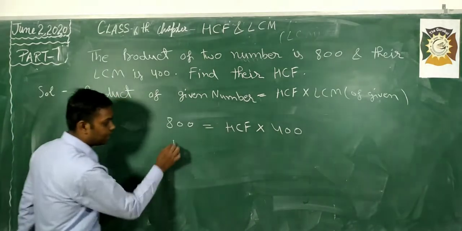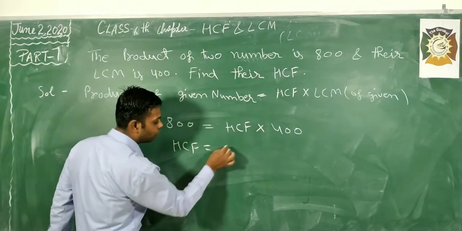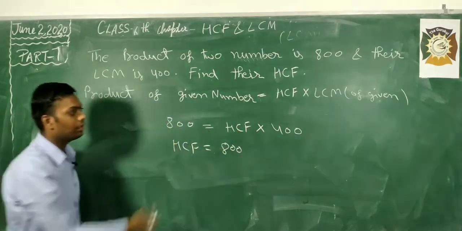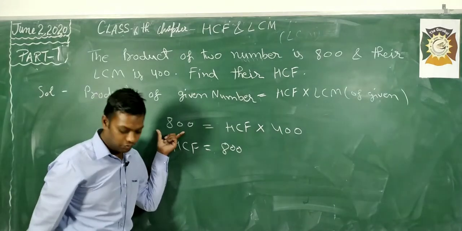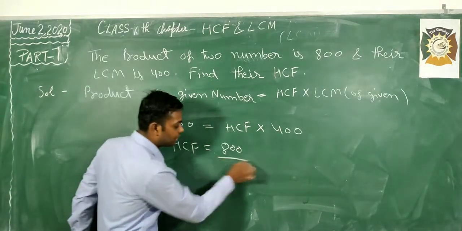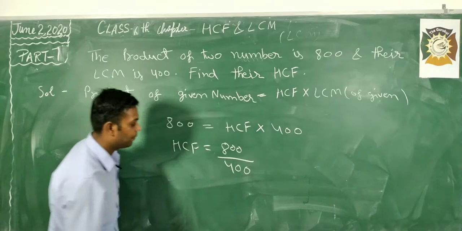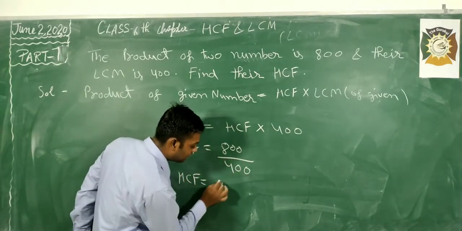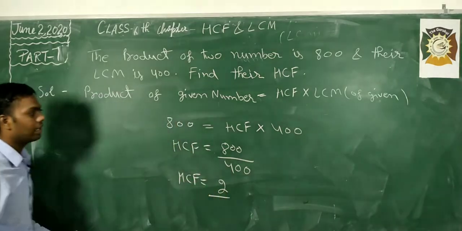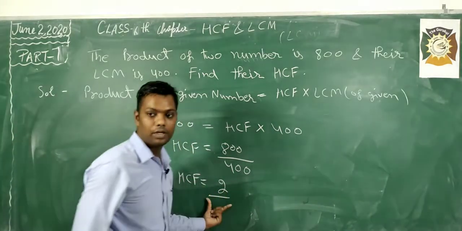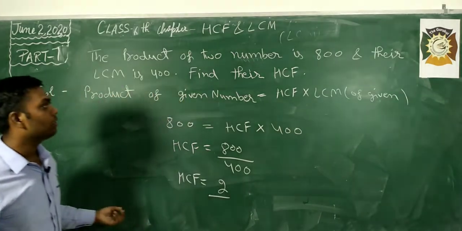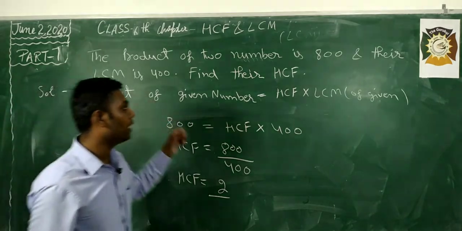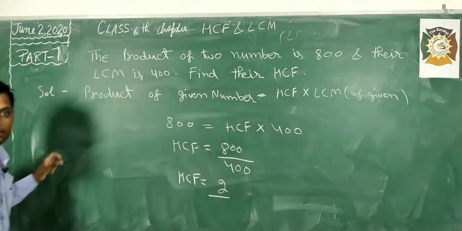Now HCF into 400 is equal to 800. Here 400 is in multiplication. If we take 400 to the other side, it converts into division. Therefore HCF is equal to 800 upon 400, that is equal to 2. So HCF is 2. On a similar basis, another question may give the HCF and ask us to find the LCM. The same formula is applied, you can do it yourself.